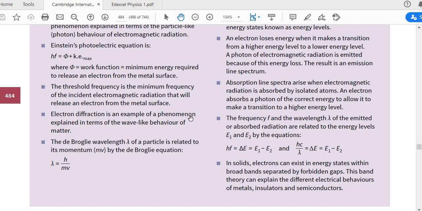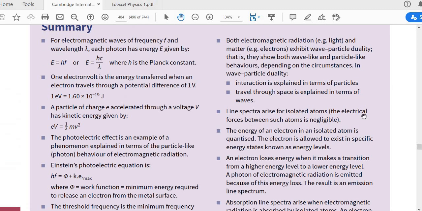Electron diffraction is an example of a phenomenon explained in terms of wave-like behavior of matter. The de Broglie wavelength lambda of a particle is related to its momentum mv by the de Broglie equation. Next point: both electromagnetic radiation, for example light, and matter, for example electrons.